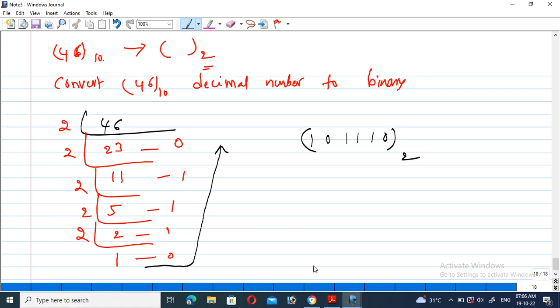Right? So coming to the next one, I will give you one more example problem for you. You can do this one. The example is: convert the decimal number 115 to a binary number. Okay.